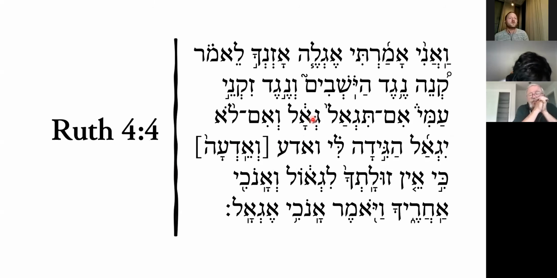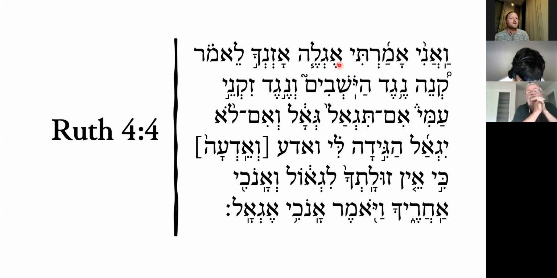Okay, next. Ooh, that's a big one. Va'ani amarti egle oznecha lemor k'nei neged hayoshvim v'neged ziknei ami im tig'al ge'al. Okay, this is an imperative. If you would like to redeem, then redeem. Im tig'al ge'al. V'im lo yig'al. If he doesn't want to redeem, hagidali. This is hagedli, a long form imperative. Tell me, va'eda, and I will know. Ki en zulatecha lig'ol, there is no one beside you who's supposed to redeem her. Va'anochi acharecha, and I'm the one after you. Vayomer anochi egal, and he said, I will redeem her, or I am willing to redeem her.